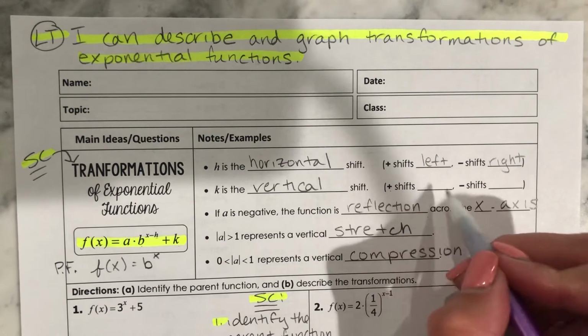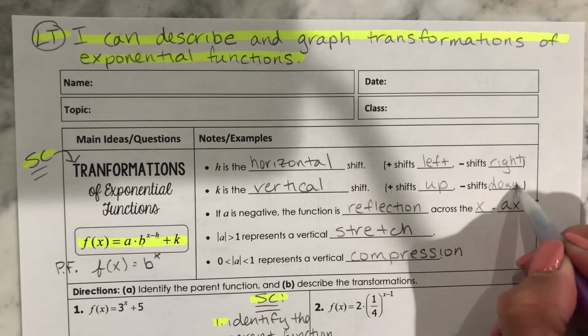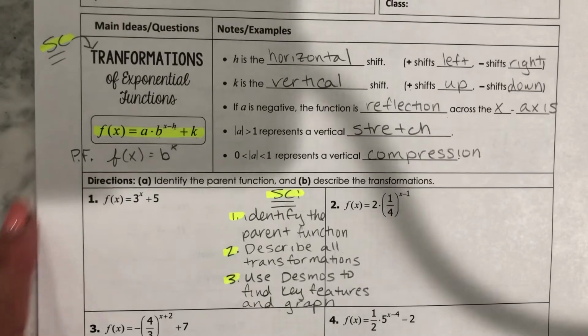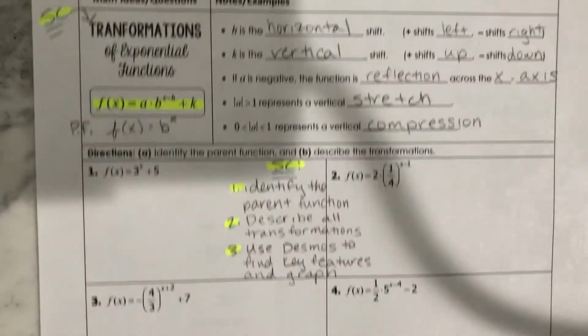If you're adding k, that's going to move it up. Subtracting will move it down. Okay, so let's put this into practice. So this is all your success criteria for describing transformations.